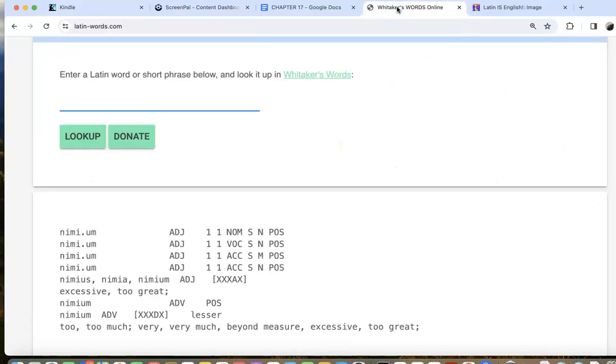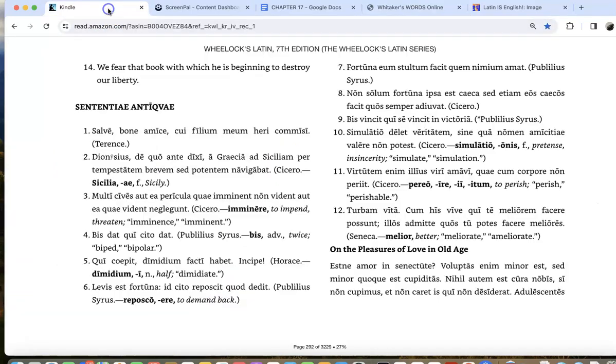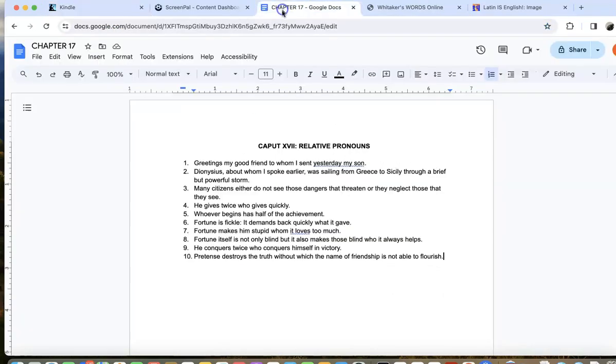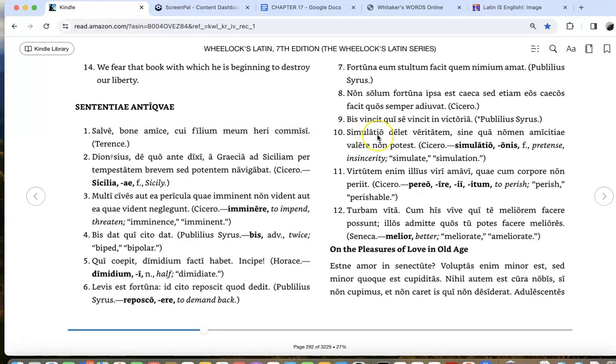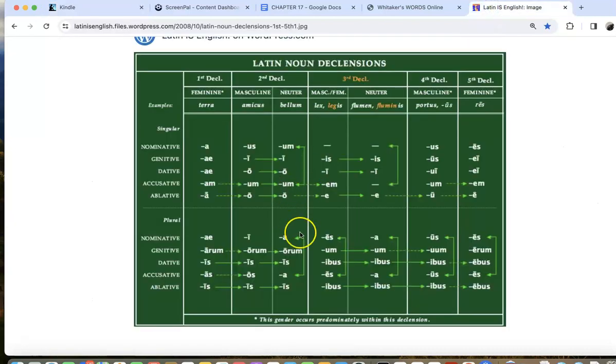Once again, if we look it up in our Whitaker's, we have prevail, healthy, influential, powerful, strong, but I'm going to go with flourish for my own interpretation. Let's talk about this one in greater detail. Here's our subject, simulatio. So they tell us right here, it's pretense. Delet, like delete, and then just deletes what? The truth, that is third declension, accusative singular, em.